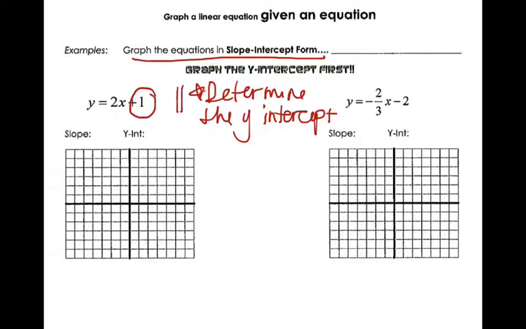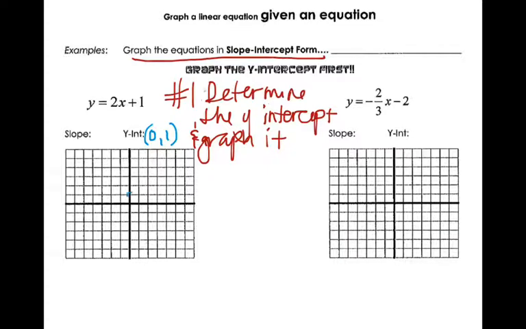Okay, so number one, determine the y-intercept. Okay, I want you to make a note of that on your paper. So determine the y-intercept, that's the first thing you do. That is our starting point. So determine the y-intercept and graph it. Okay, so that's step number one. Determine the y-intercept and graph it. Okay, so in our first problem, our y-intercept, and actually I've been making it blue, so let's stick with that. In our first equation, our y-intercept is 0, 1. And so I'm going to go ahead and graph 0, 1.